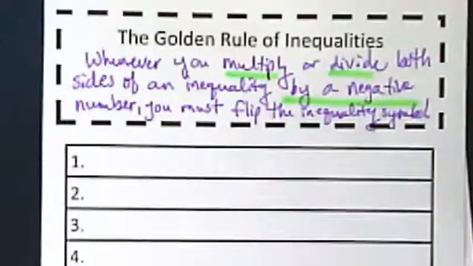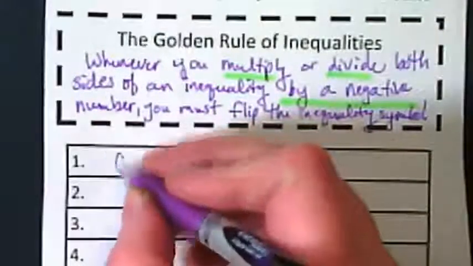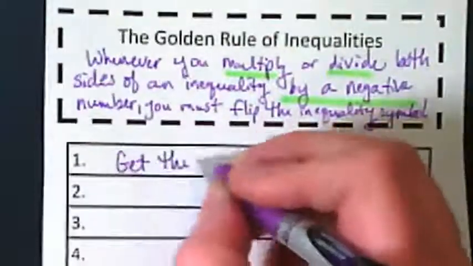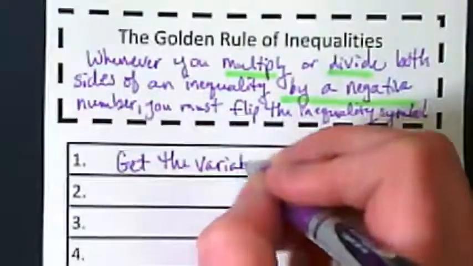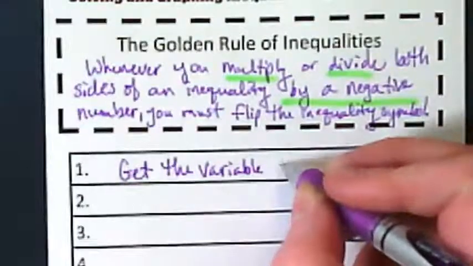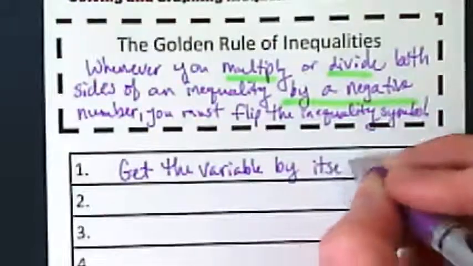Second part of these notes is steps to solving and graphing inequalities in one variable. This is a shorter list of steps than we have from previous. And again, I just want these in your notebooks for your future selves. What's the first thing we try to do when we're solving an inequality? Get the variable by itself.